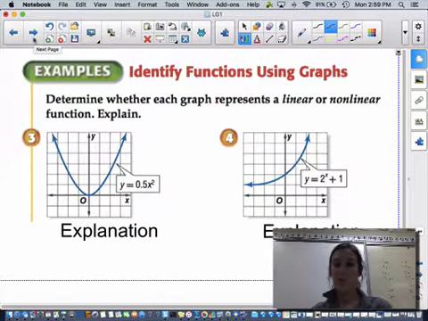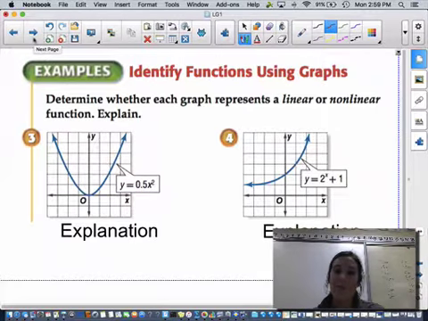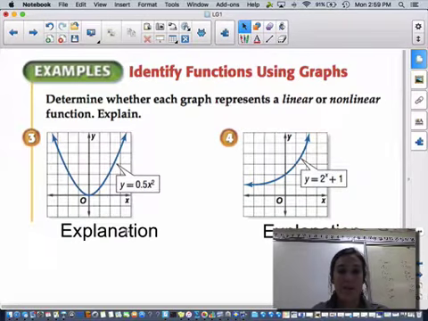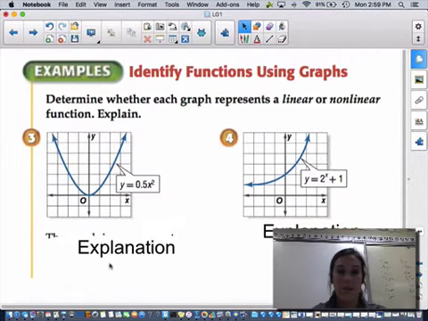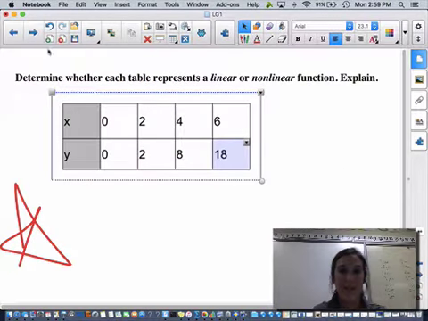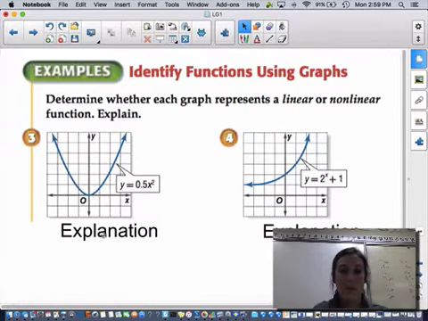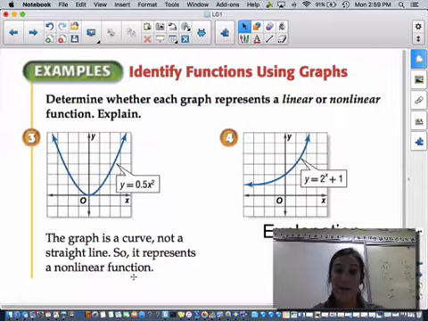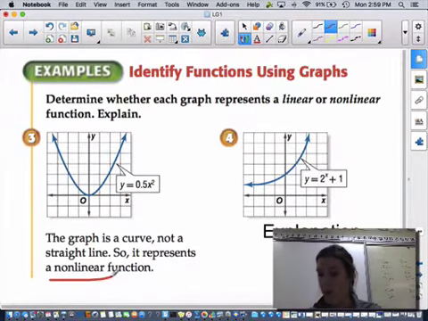All right, now if we're looking at a graph, determine whether the graph represents a linear or nonlinear function. This one's rather easy. Like I said from the get-go, a linear function creates a straight line. Looking at graph number 3 here, it is a curve. It is not a straight line. So since it's not a straight line, it is a nonlinear function.